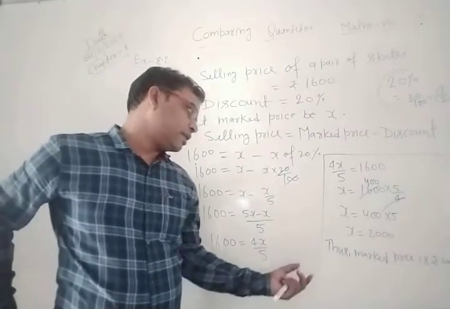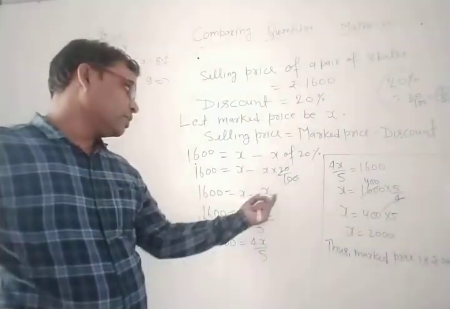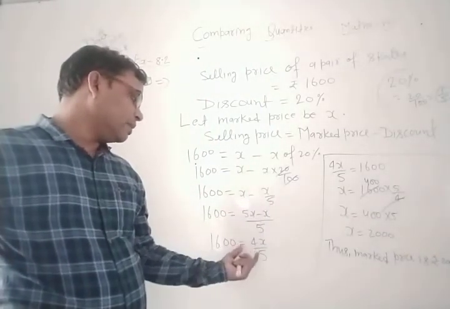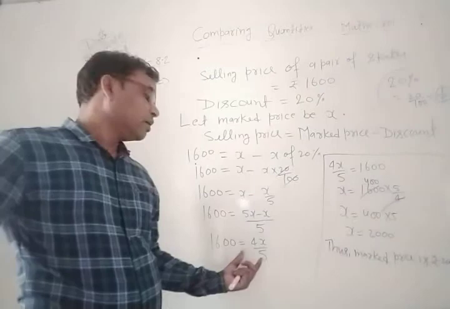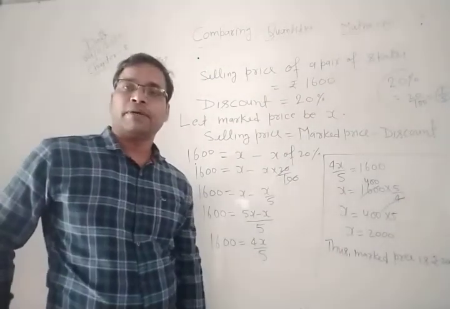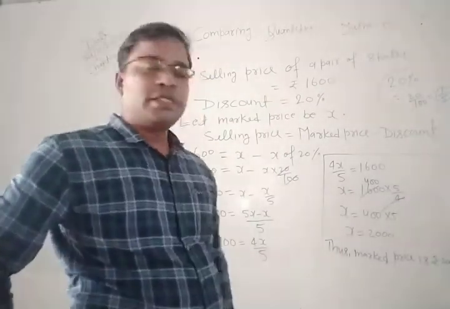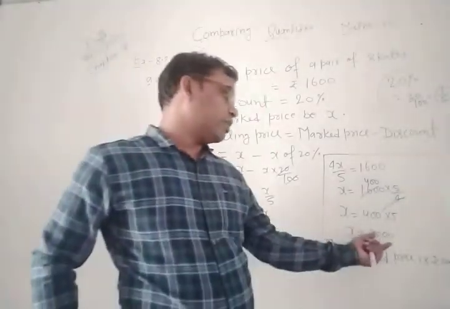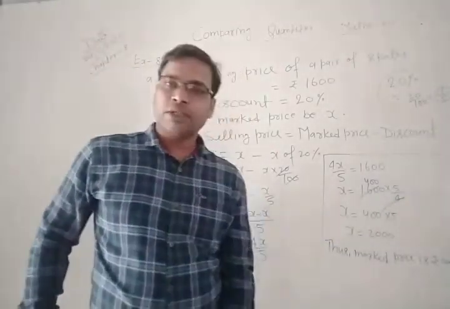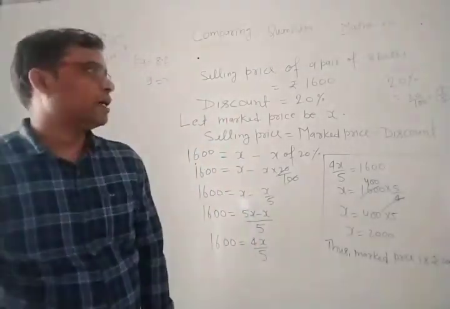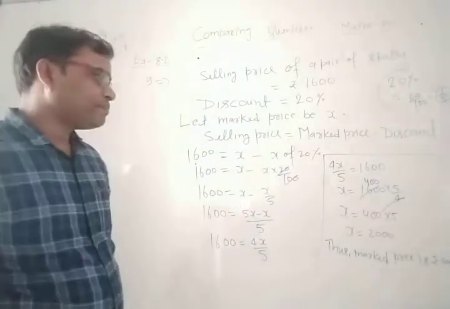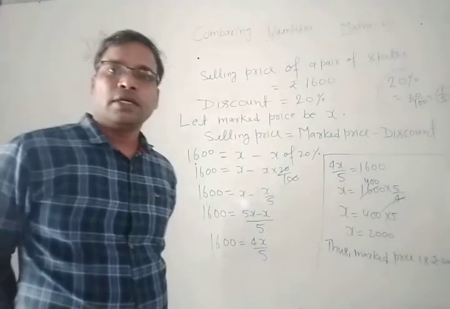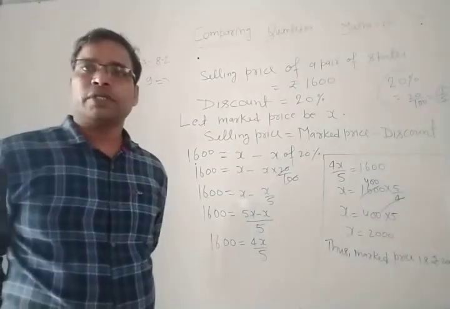So the discount becomes x by 5, and when you simplify it, then you have 1600 is equal to 4 by 5 of x. x is equal to 1600 into 5 by 4. This is equal to 2000. So in this way you find the market price of the pair of sockets is 2000 rupees. I hope all of you understood this question.